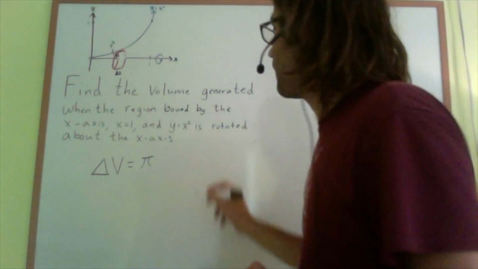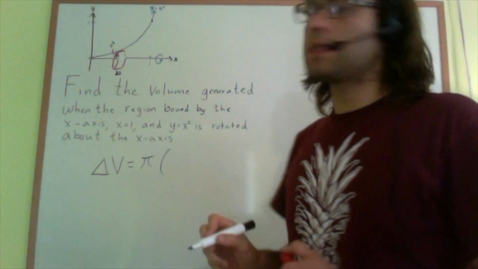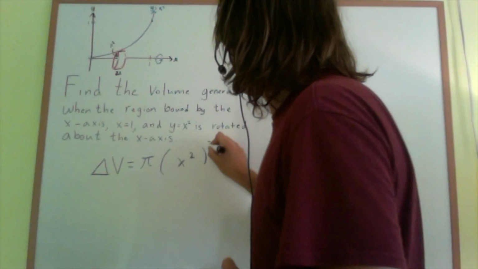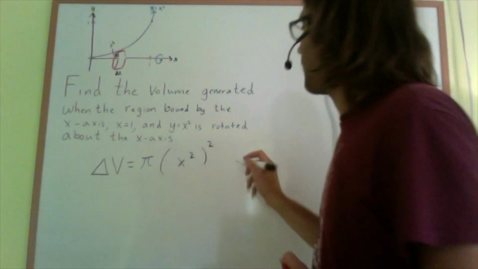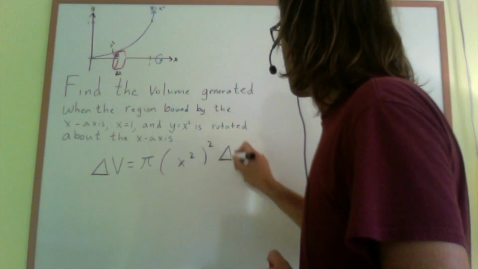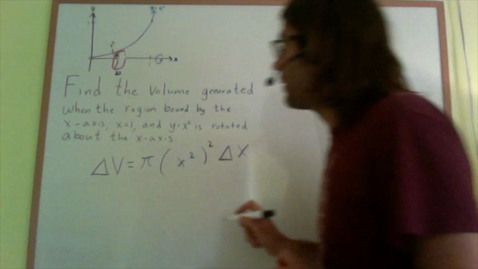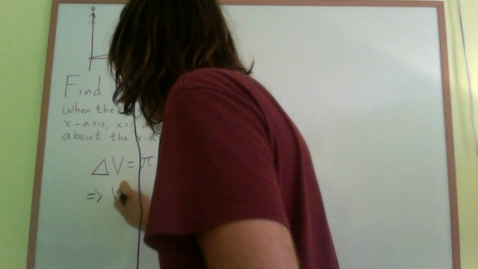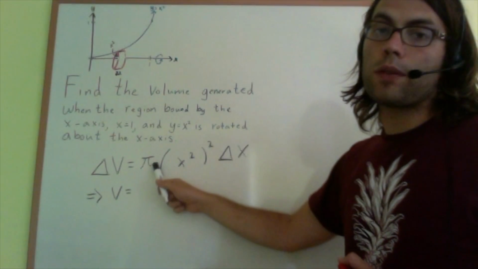Okay, so a little piece of volume delta V is going to equal pi times the square of the radius, and we said the radius was x squared, so x squared squared times the horizontal length here, delta x. Okay, this of course implies that the entire volume V, I'm going to bring the pi outside of the integral.